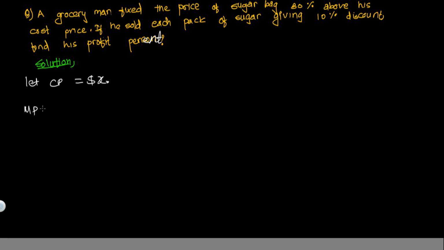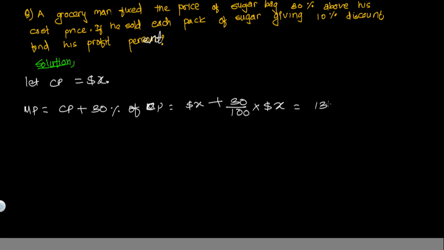So MP is 30% above the CP, so CP plus 30% of CP must be our MP. If we put the value in, it's $X, because we let $X be CP, plus 30 over 100 times X, this is 30% of CP. So if we elaborate it, this will be 3x over 10, and if you take LCM and put it here, it will be 13x over 10.